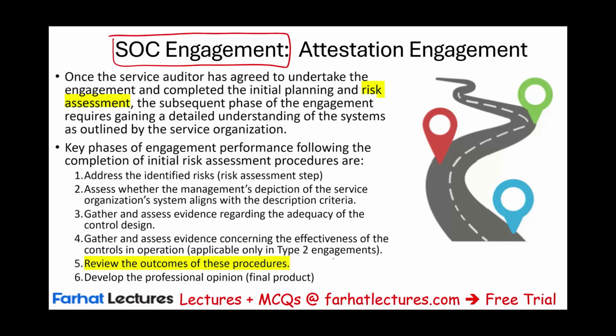At this point, we have arrived at the review of the outcome of the procedures. In the prior session, we identified the risks, assessed the risk, and how we respond to these risks. We looked at the system description, whether it's a SOC 1 or a SOC 2. We looked at the suitability of the design, and this could be type 1 or type 2. For type 2, it's for a period of time, and we collected evidence about the effectiveness of the control. This is only a type 2 when we collect evidence to test the effectiveness of the control.